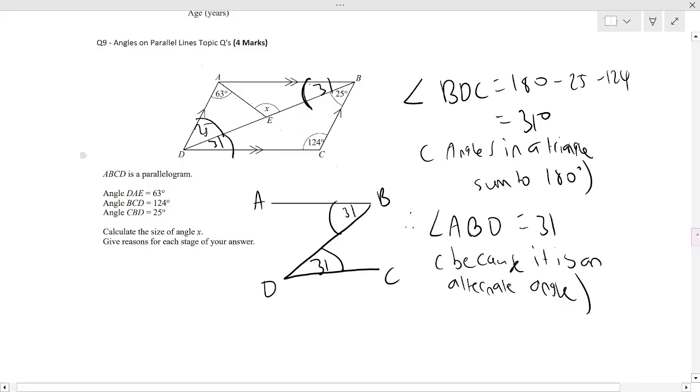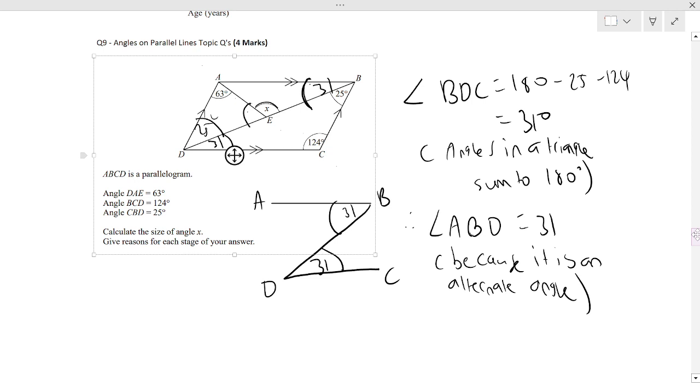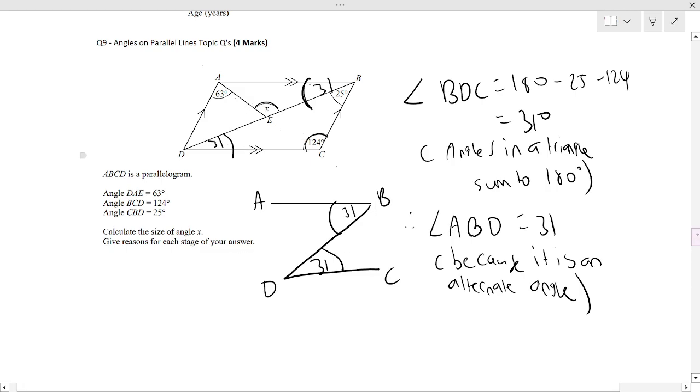And then we can work out perhaps this angle here, and therefore this x is on the same line because this is in a triangle. So that will be 180 take away these two angles, which gives us this one, and then we can get x and subtract 180 from it because it's on the line. Alternatively, we could do the opposite angle, 124, and we could work out this angle here.